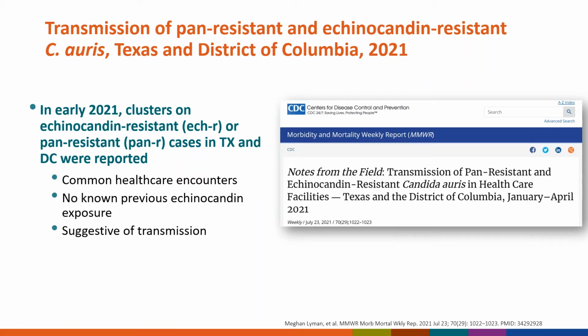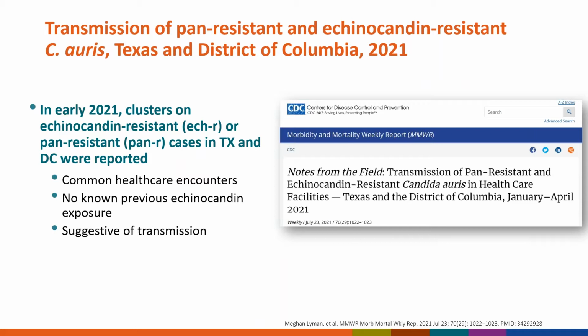Last year, concerning some clusters in Texas and the DC area, where we started to see transmission. At the time, we really didn't know for sure if it was transmission, but transmission of pan-resistant and echinocandin-resistant C. auris. So if you remember, the echinocandins are the class that's considered first-line therapy. In the US, we don't see a lot of resistance, about 1%, but it is rising. And typically when we see echinocandin resistance, that's when we're really concerned about pan-resistance, because that can be more likely in the backdrop of azole and polyene resistance.